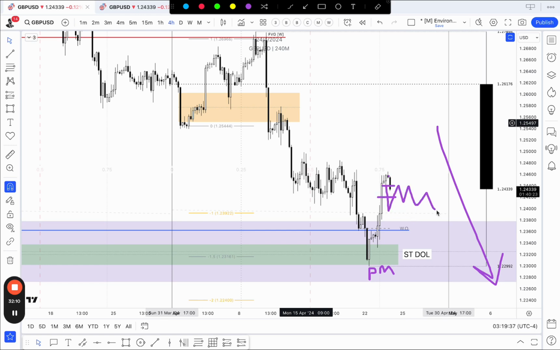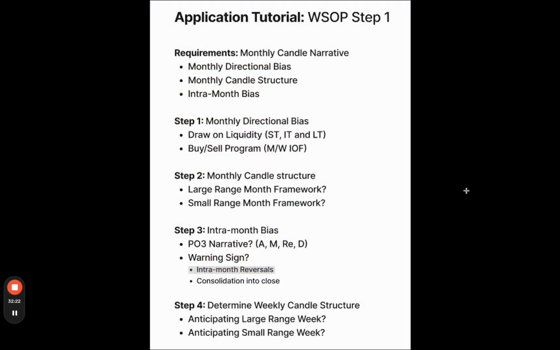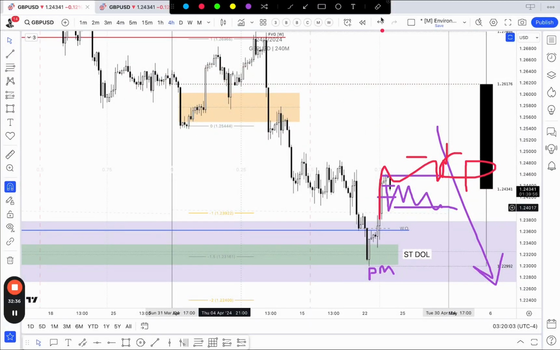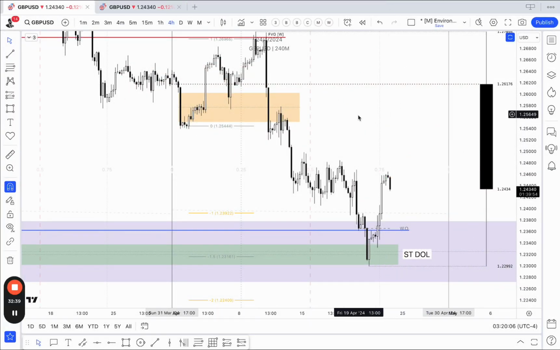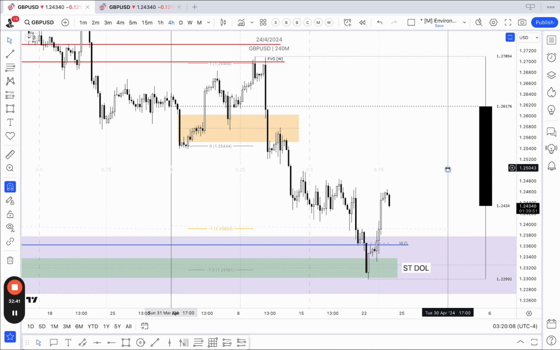We could go small range week into the close, or even a counter trend into the close, and then on the next open resume the same thing over and over again. Okay, so that's just warning signs. So I covered the consolidation warning sign, but also the offset distribution warning sign, based on the intra-month bias. Now, basically, with all of this, you should be able to anticipate what the next week is going to do.